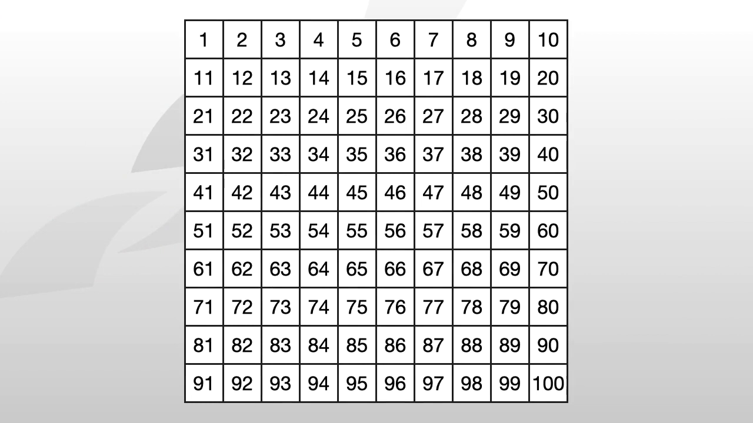We begin with a 100 chart. 1 has only one factor, 1 itself. It is neither prime nor composite. 2 has 2 factors, 1 and itself. Hence, 2 is a prime number.